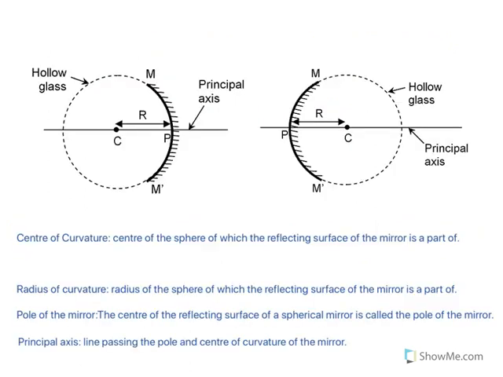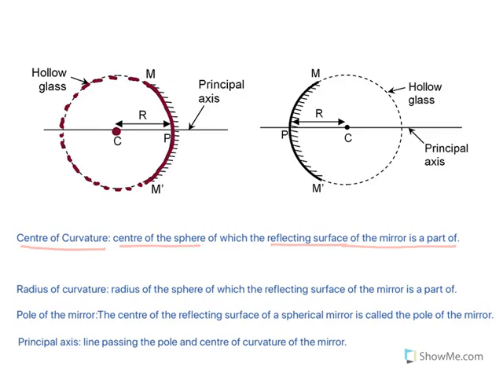We'll now learn some terms related to spherical mirrors. First is the center of curvature. Every mirror is a part of a sphere. So the center of the sphere of which the reflecting surface of the mirror is a part of is called the center of curvature. Like in this case, here is the mirror, and this mirror is a part of a sphere. The center of this sphere, which in this case is denoted as C, is called the center of curvature of the mirror. This is the concave mirror.